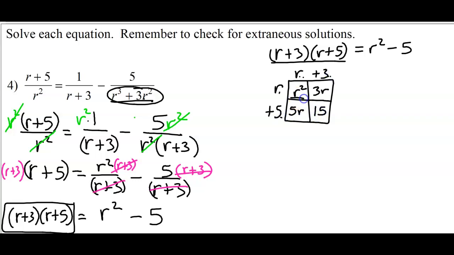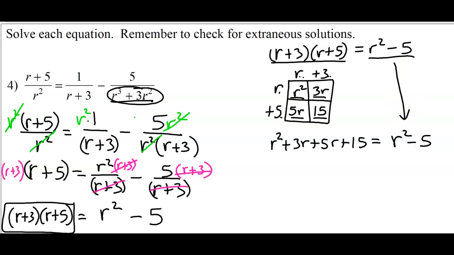Okay, so we have r squared plus 3r plus 5r plus 15 equals everything else that is just hanging out still, nothing different. Just bring it down. Okay, let's continue. On this one, we're going to start combining our like terms together. 3r and 5r can come together to make 8r.